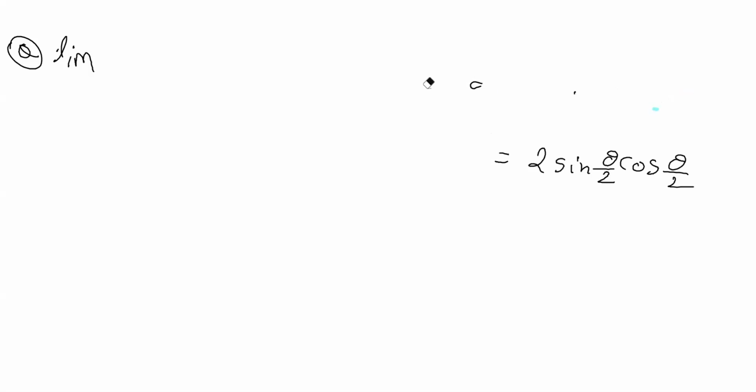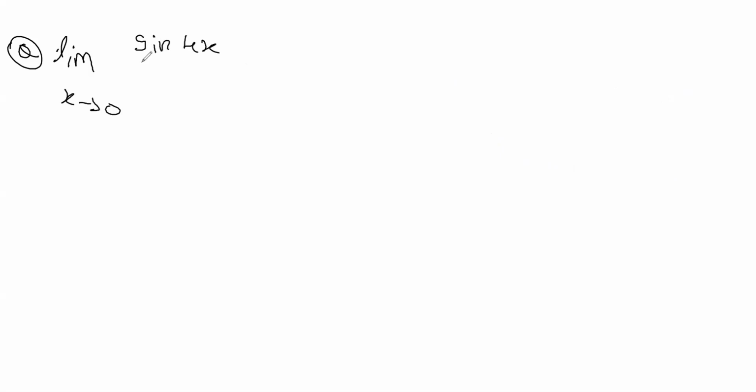Because while doing the limits, these are useful, because we have to convert from sine to cos anyhow. So, limit x tends to 0, sine 4x by sine 8x.